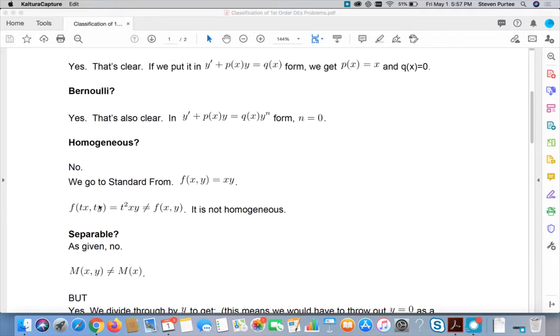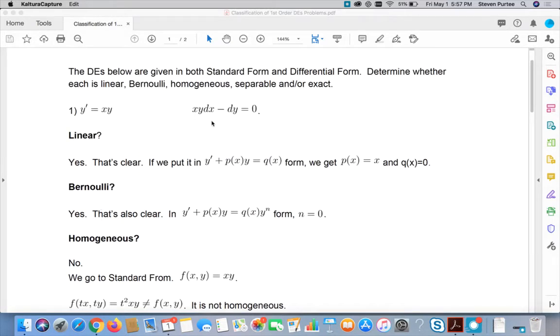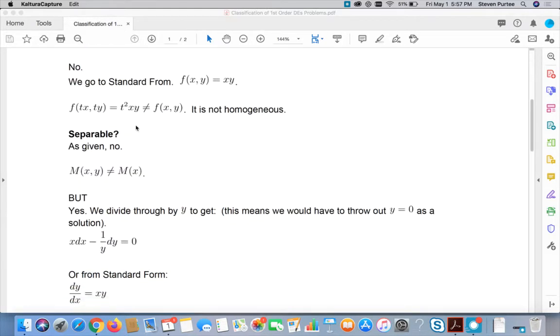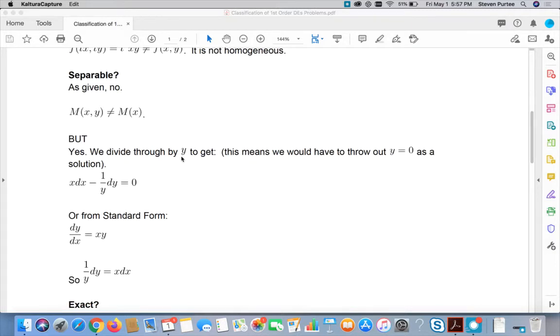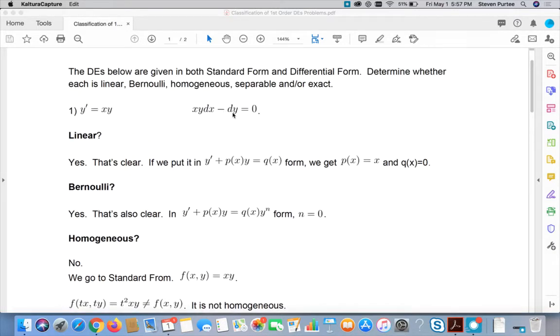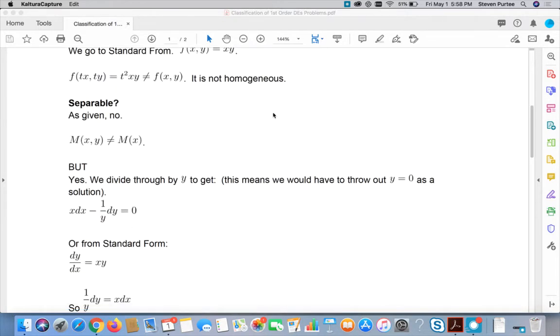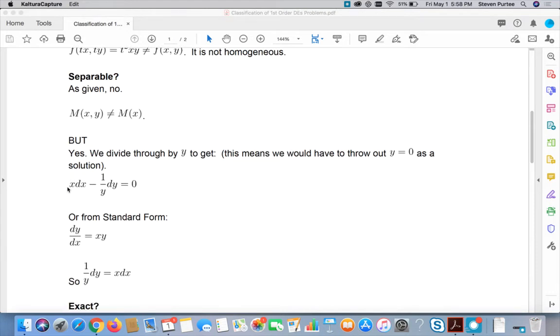Okay, is it a separable DE? To be separable in differential form, everything in front of the dx needs to be a function of x. Everything in front of the dy needs to be a function of y. So in this form, the way it looks right here, it's not separable. But if we divide through by y, to get rid of that extra y there, then I would have x dx minus 1 over y dy equals 0. That's a separable DE. All my x's are here, all my y's are here.